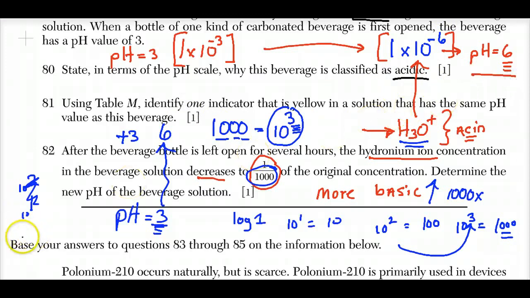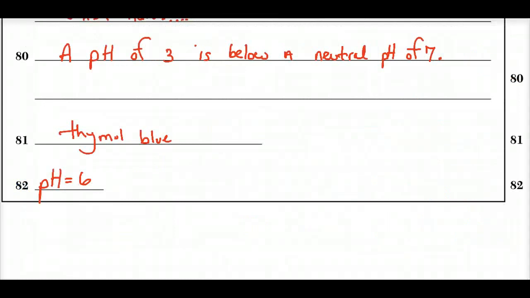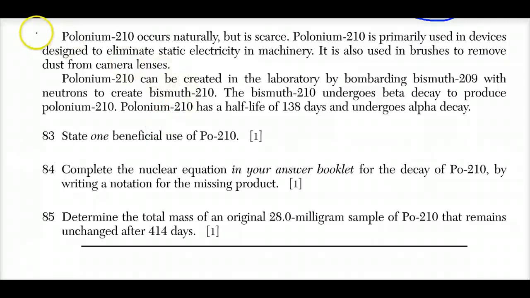Okay, let's go to the booklet. So our pH is 6, number 82. Number 83. All right, so we got a little blurb here. I'm going to go right to the question. State one beneficial use of polonium-210. I have no clue, so I've got to go back into the reading.